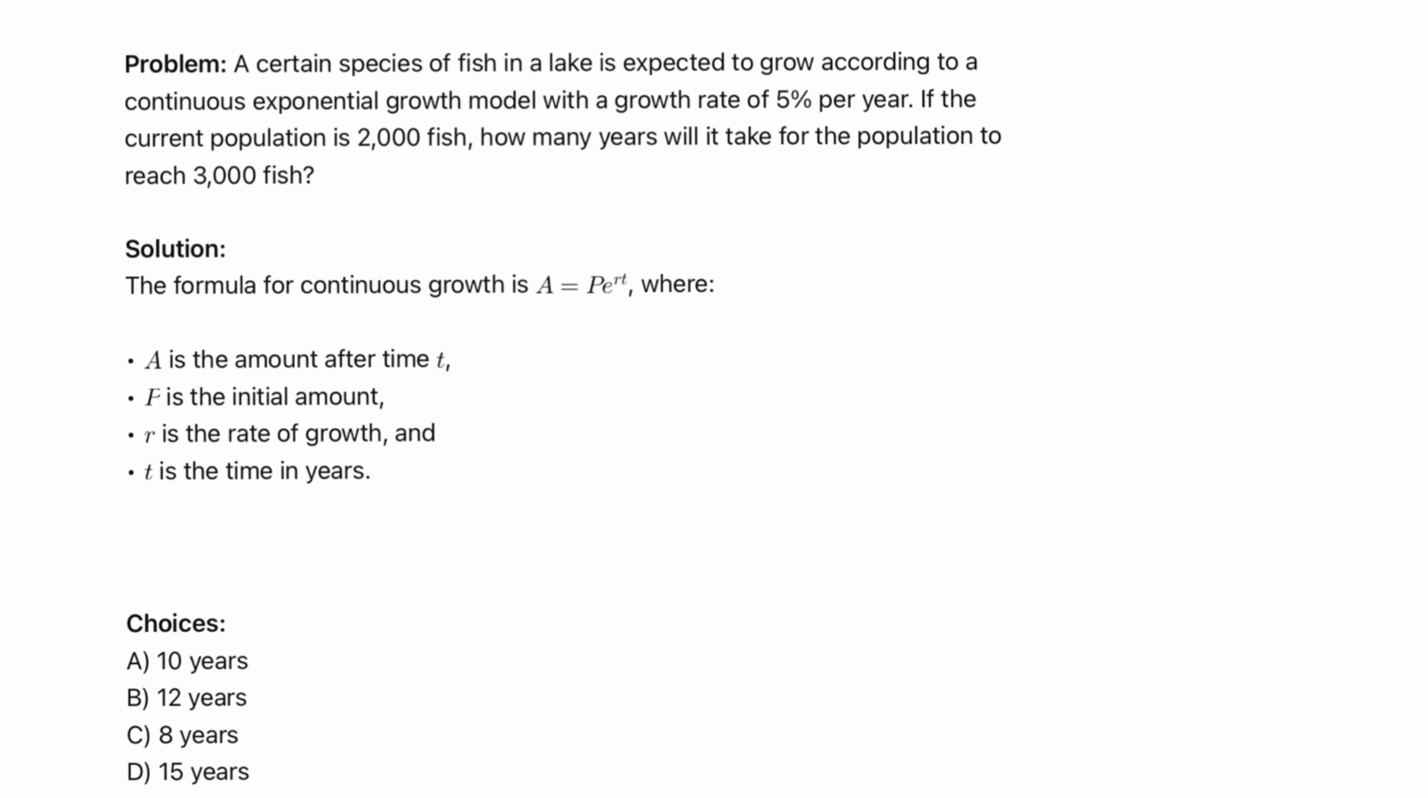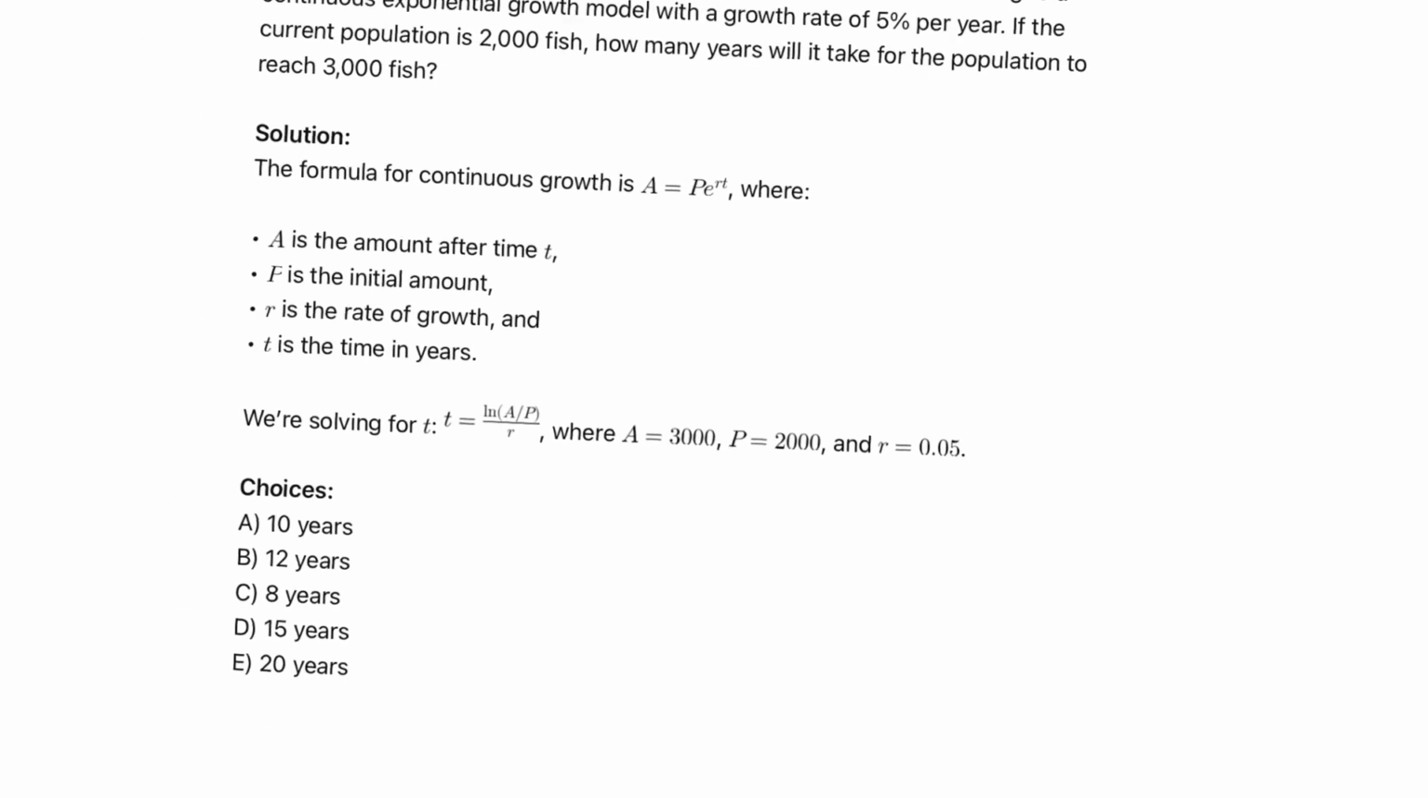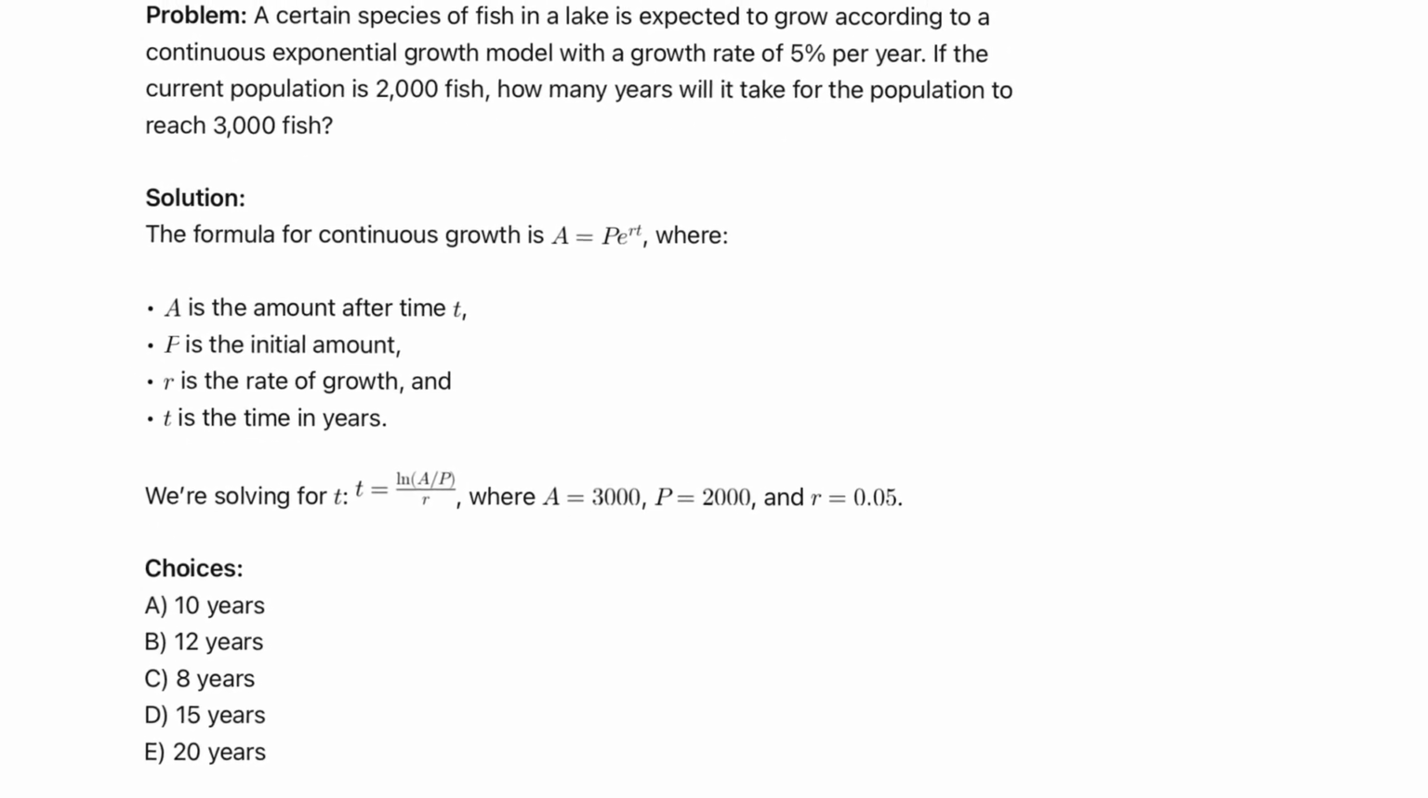Okay, so let's take a look at this one. What we're going to do is plug in the numbers, taking the log of A over P, we get 1.5. That's the 3,000 divided by the 2,000. And then in the bottom, we've got this 0.05, which is the growth rate. And when you plug the numbers in, just like we did here, and hit it on your calculator, you're going to get 8.1 years. It'll take about 8.11 years for it to reach 3,000.